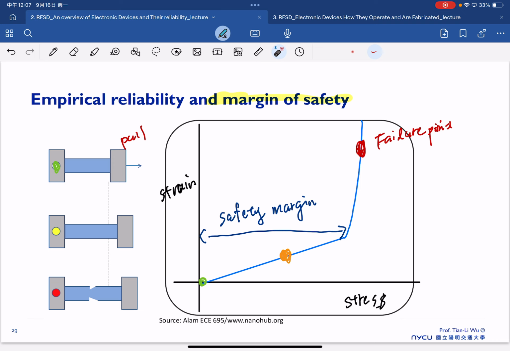But in semiconductor or reliability, we actually prefer to use the word margin rather than region, because region is a word that can be used on too many occasions, so sometimes it's very vague. But margin is a pretty specific term that points out that when we talk about margin, it's mainly related to reliability.